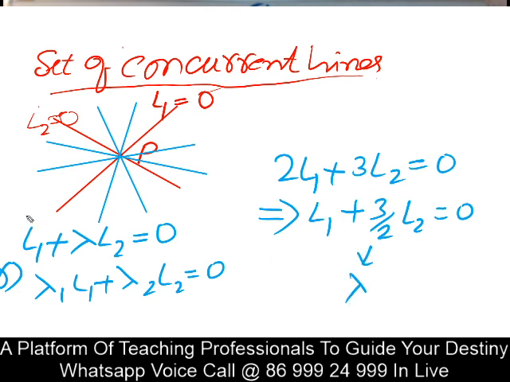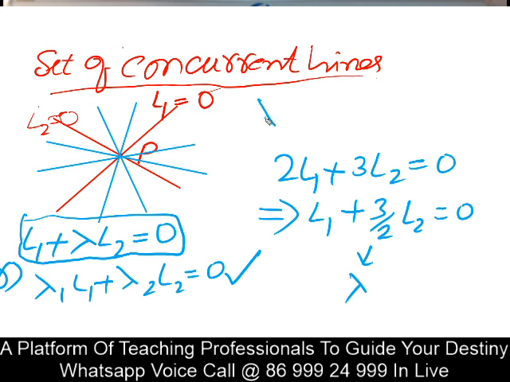So make use of this. Even if it is given in the other form, make use of this: L1 plus lambda L2 equal to 0. What is the commonality of all these lines? All these lines will be passing through the point P. So L1 plus lambda L2 equal to 0 is the equation of the set of concurrent lines.